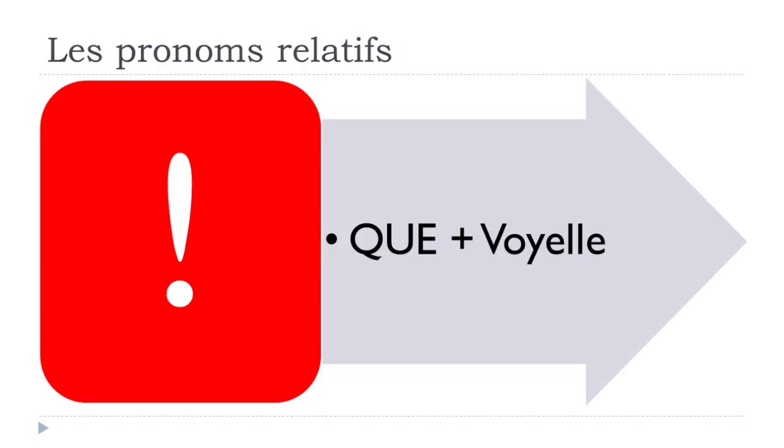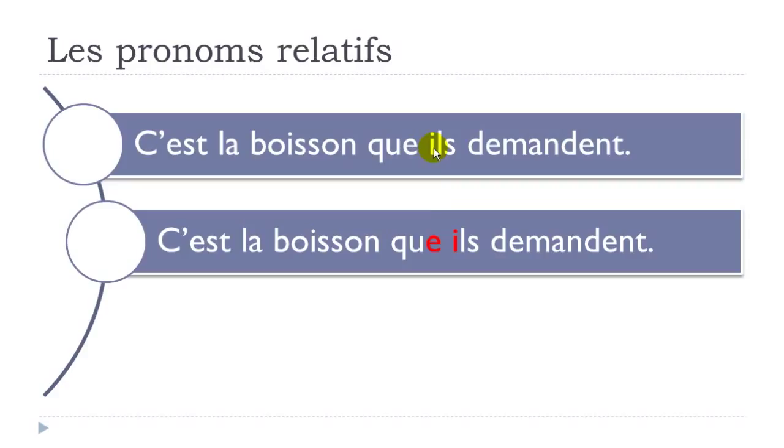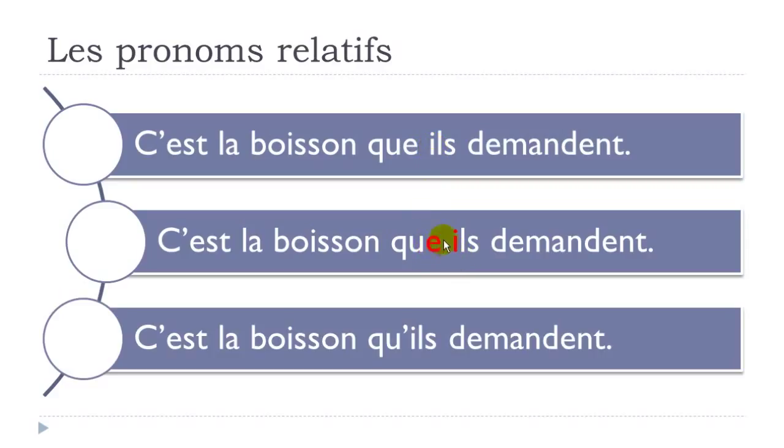And then the last tricky thing with que is if you put something after it that is a vowel. So remember, as usual in French, when we've got que and a vowel after, they don't really get along. So the rule is that you should take away the e, okay? So it will go like that.